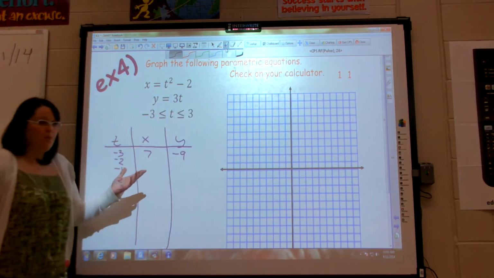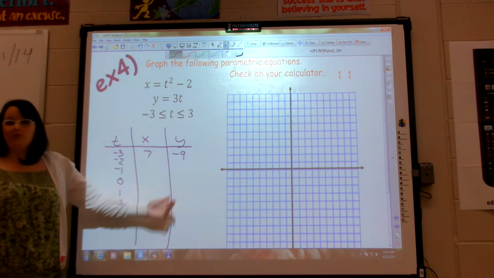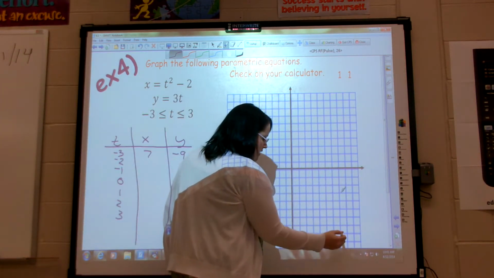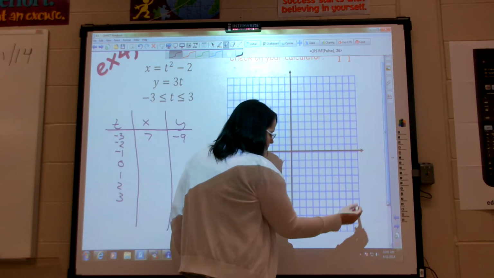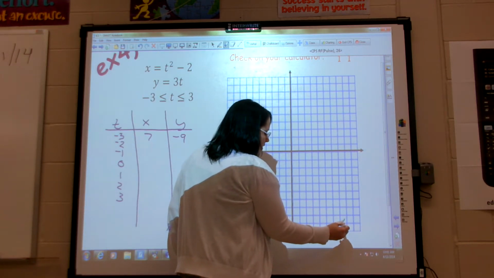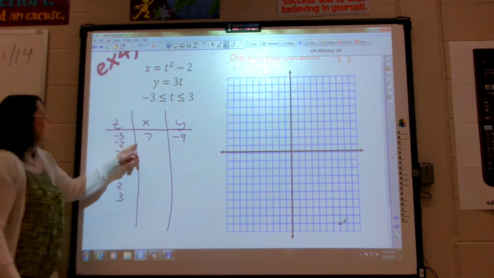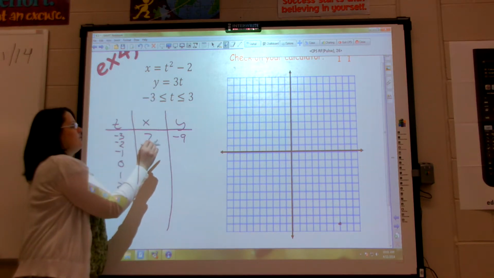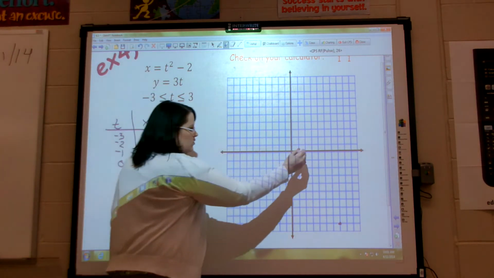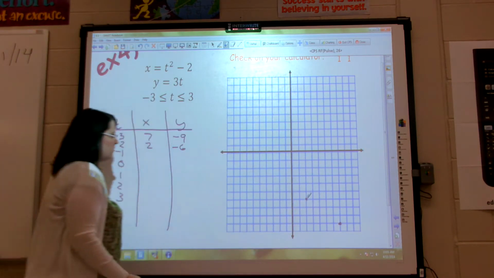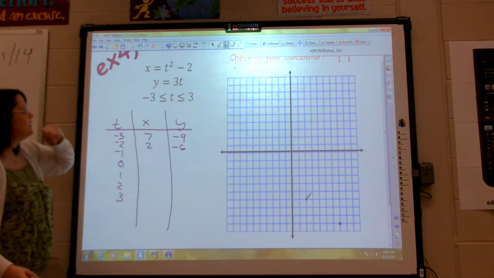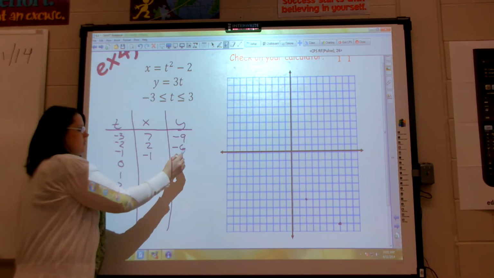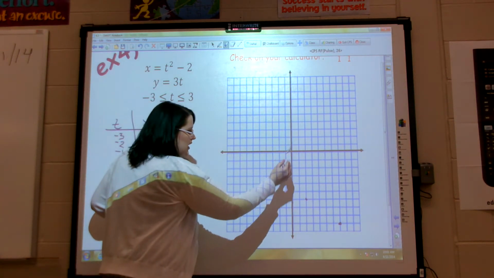So by the way, my initial point is 7, -9, if I ask for it. Okay, but on the x, I go 7, -9. There's my starting point. Plug in -2, what do you get? 2, what do you get in the y? So I have 2, -6. Plug in -1, what do you get? I get 1. How about for the y? I have -1, -3.